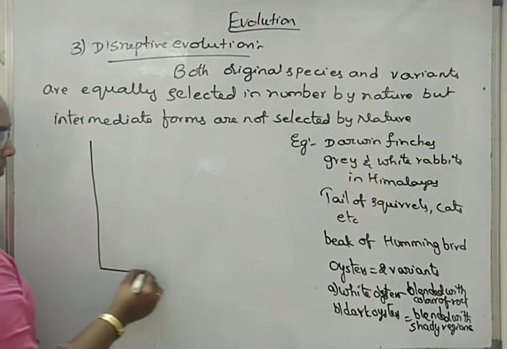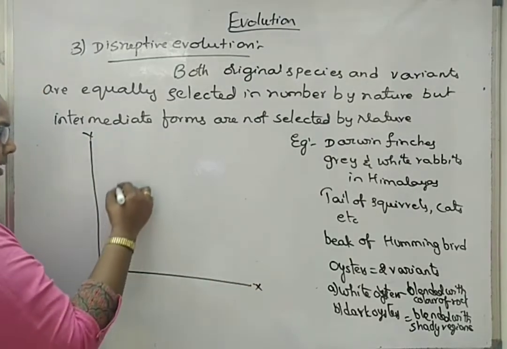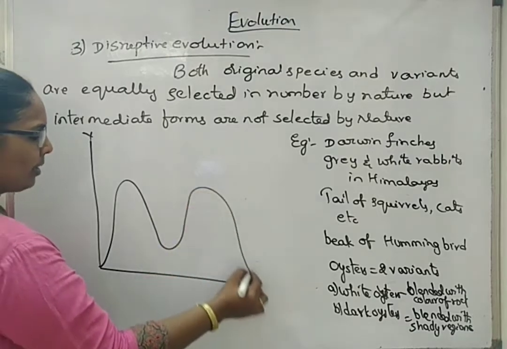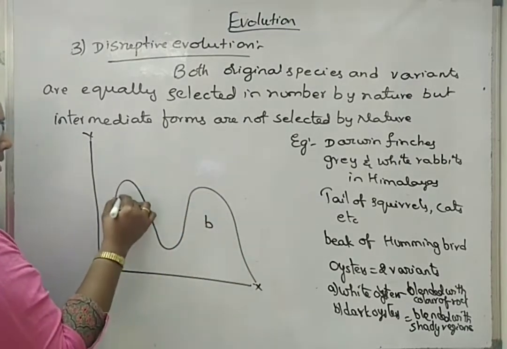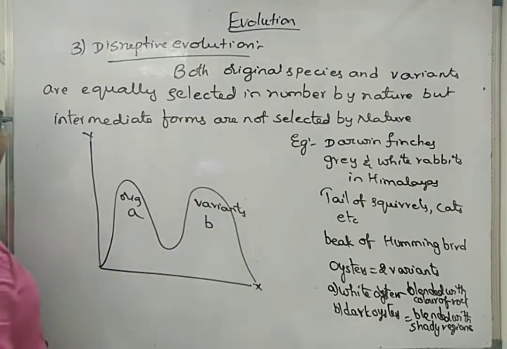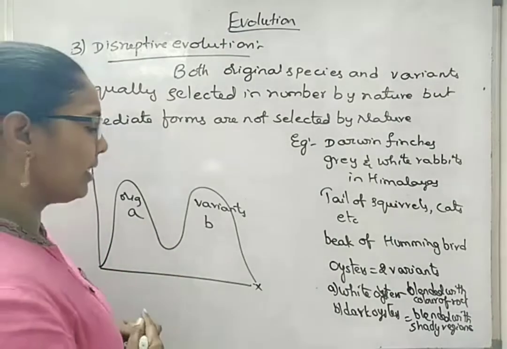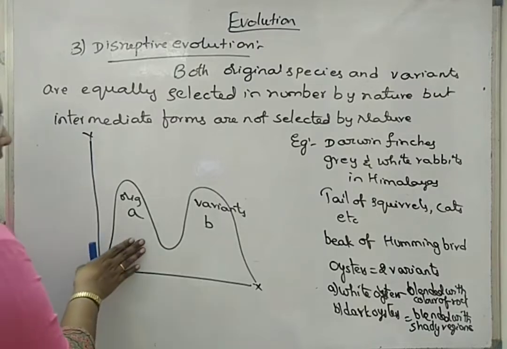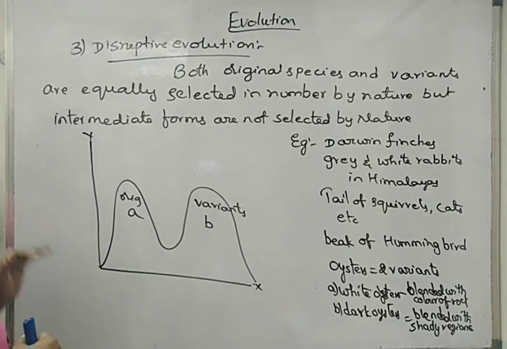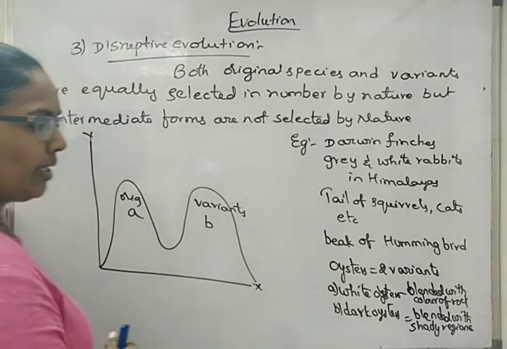If you see the graph, take the types of organisms on the x and y axis. The graph will show a maximum equal number of type A and type B, that is original forms and variants. But here intermediate forms that show any 3 or 4 different types of colors are not seen in case of disruptive evolution, and the graph will look like this. So these are about natural selection and types of natural selection: stabilizing evolution, directional evolution, and disruptive evolution.